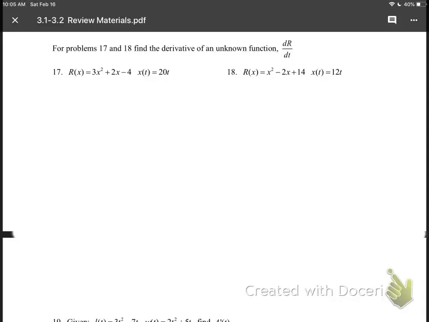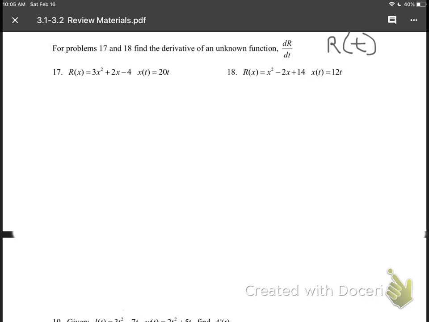Problem 17 and 18 ask us to find the derivative of an unknown function, dr dt. So the unknown function this time is revenue as a function of time. I don't know what that is, but I can figure out the change in revenue over time by using the chain rule.